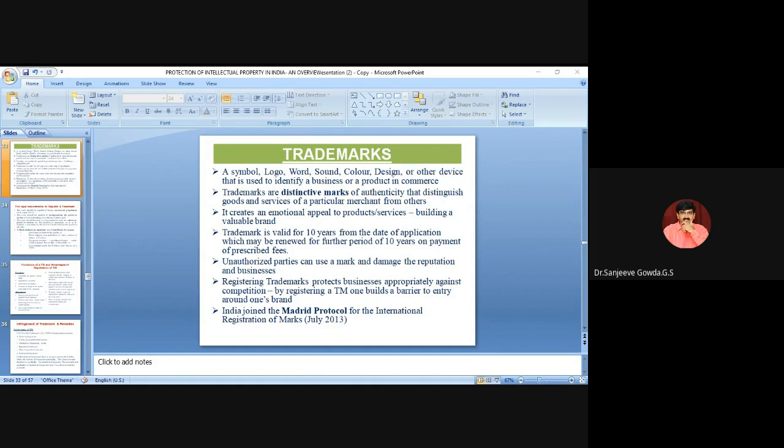Then infringement of the trademark and remedies. Under Section 29 of the Trademarks Act 1999, what do we mean by infringement of a trademark? Here again there are two sorts of infringement. One is direct infringement, another one is indirect infringement. Direct infringement means use by an unauthorized person.